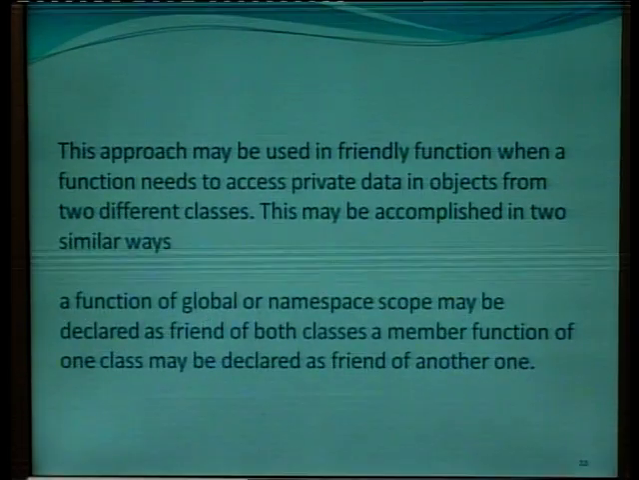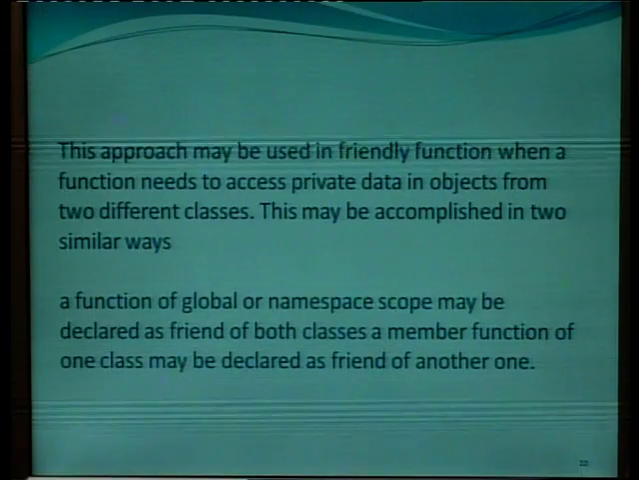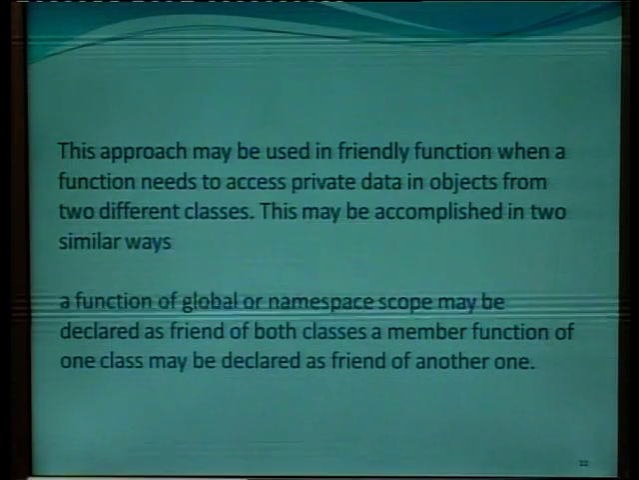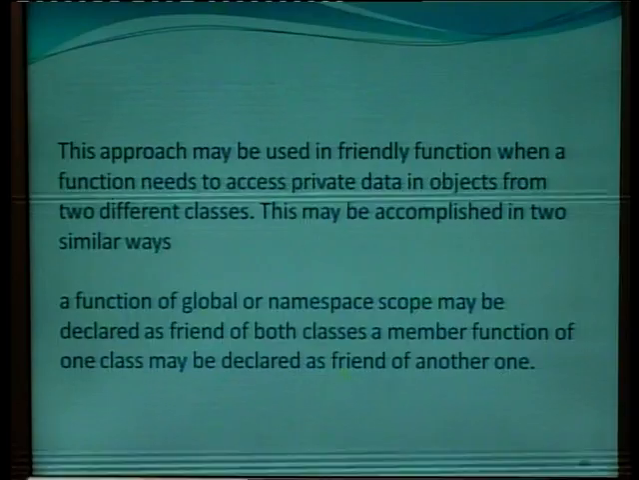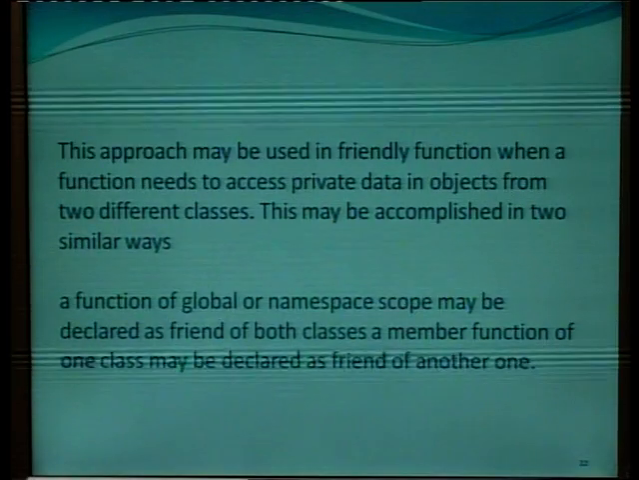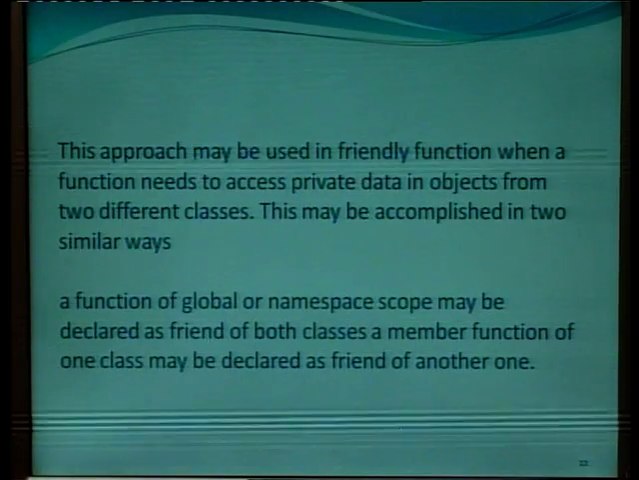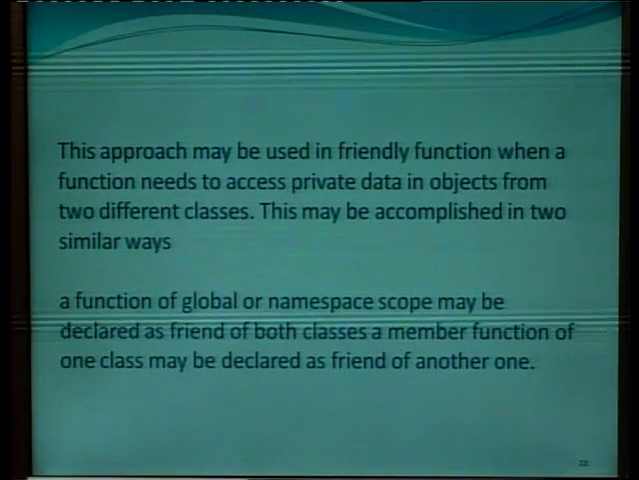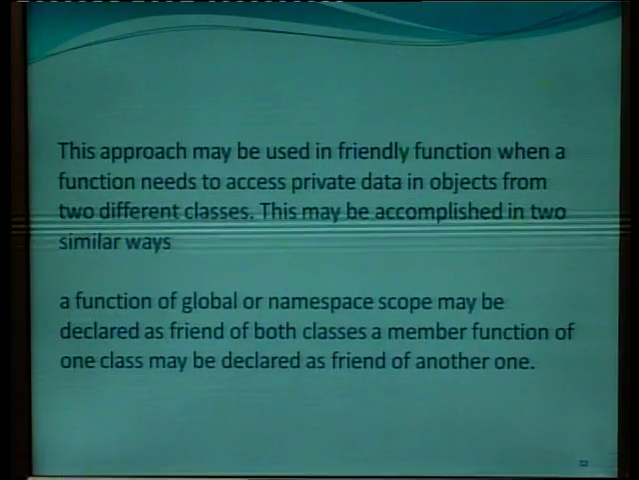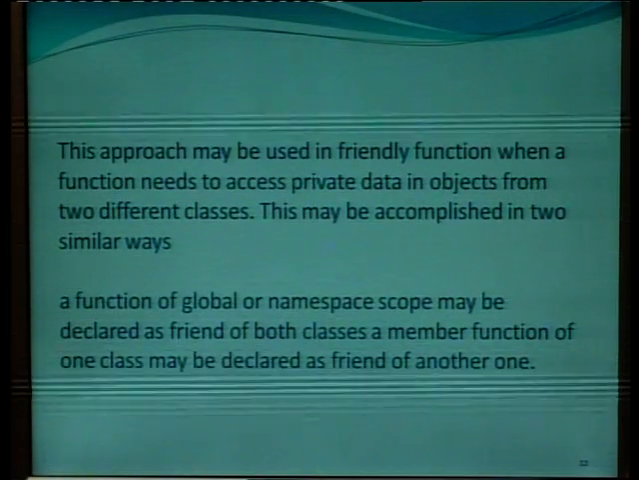The approach may be used with friend functions when a function needs to access private data in objects from two different classes. This may be accomplished in two similar ways. This approach may be used for friend functions.